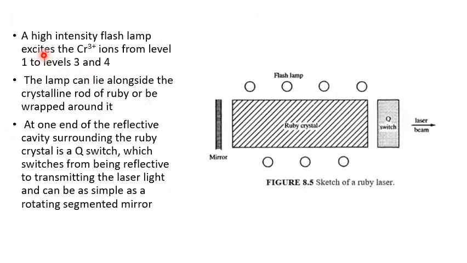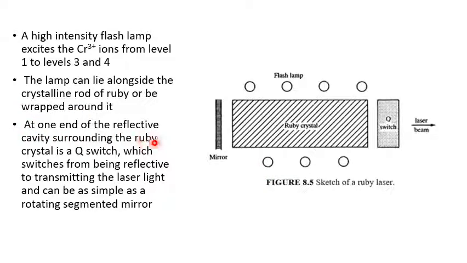This is the ruby laser, and for the first excitation there is a flash lamp. A high intensity flash lamp excites the chromium ion first from level 1 to levels 3 and 4, which we have previously seen in the slides. The lamp can lie alongside the crystalline rod of the ruby or be wrapped around it.